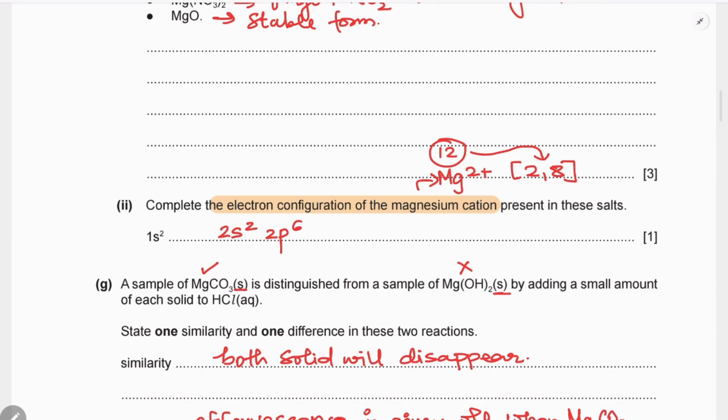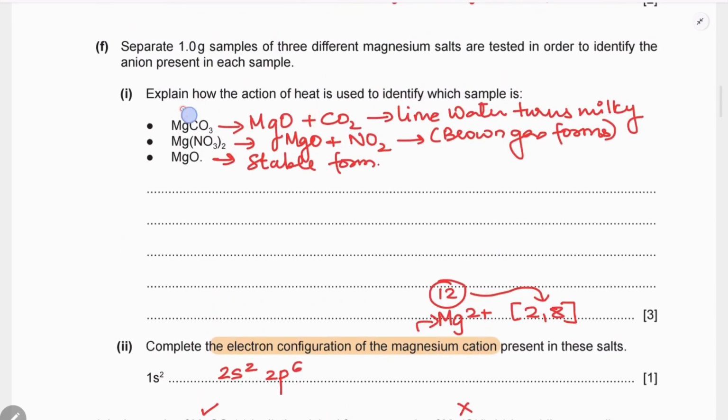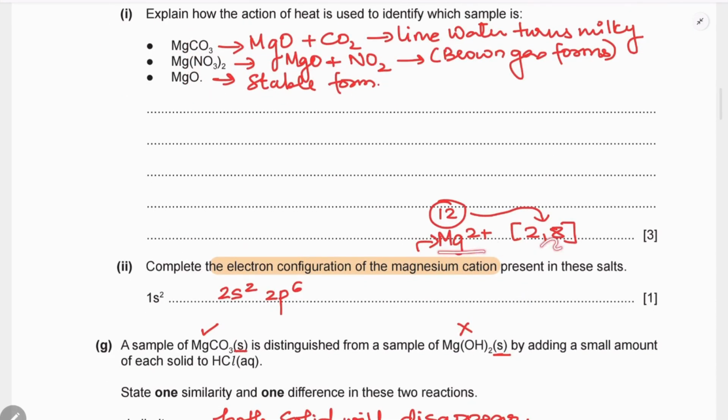Next, complete the electronic configuration of magnesium cation present in this salt. Obviously, we know that magnesium is Mg, which has the electronic configuration 2, 8, 2, right? But now they are asking for the magnesium cation. The cation over here is 2+, so we will write 2, 8, because there is a loss of 2 electrons. So how will the electronic configuration be? 1s2 has already been done for the inner shell. The outer shell will have 8 electrons, so it's going to be 2s2 and 2p6, in total 8 electrons.